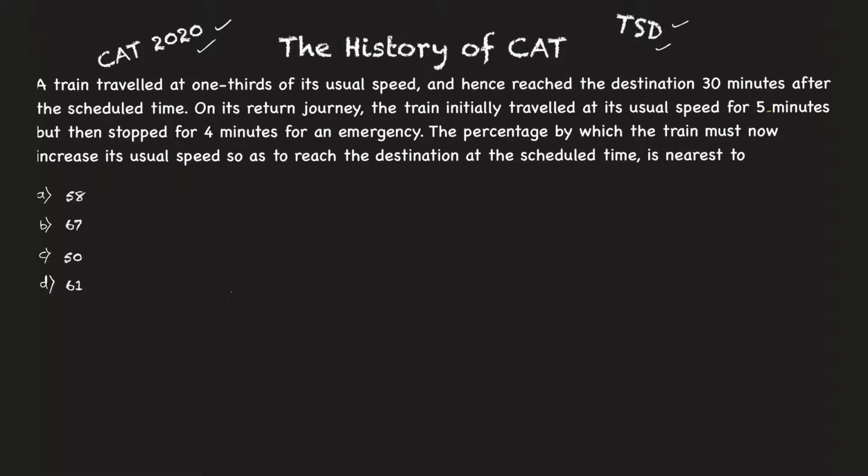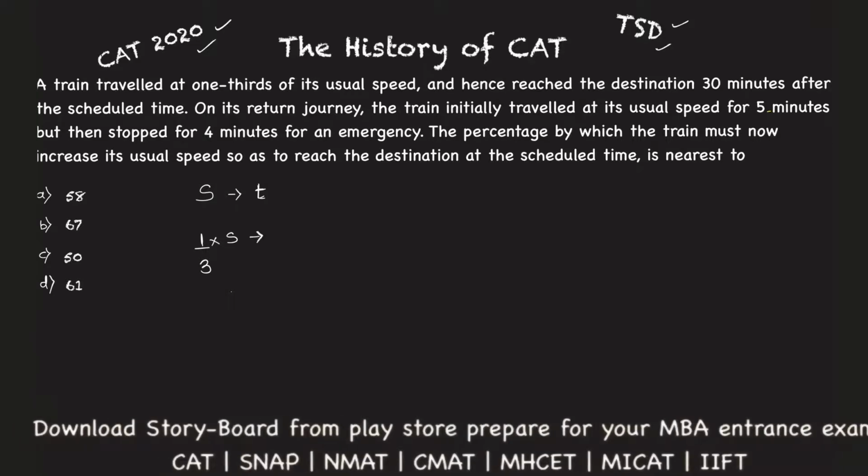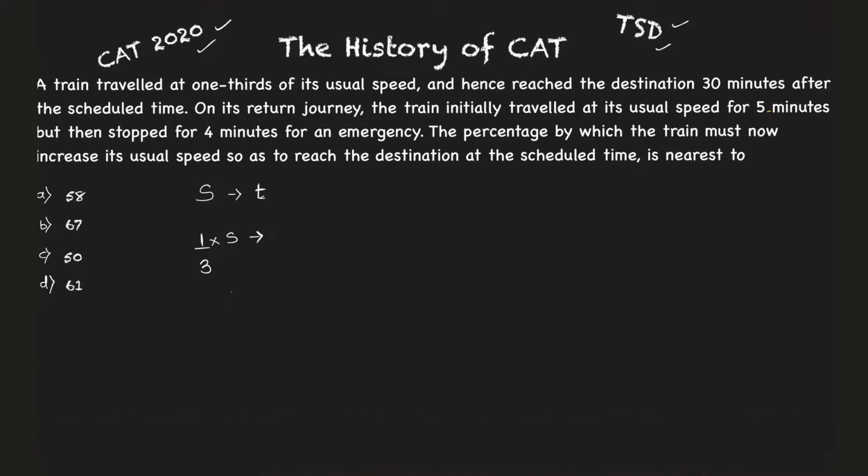So what can you say from this? Let's say if the speed of the train was s, it was able to reach on the scheduled time of t. But now what has happened? The speed of the train has reduced by 1/3. So it is travelling at 1/3 of its usual speed. So what will be the time required to reach the destination? Time will be thrice now, right? If initially it was t, the time required, now the time required will be 3t. Okay, and that is quite understandable here.